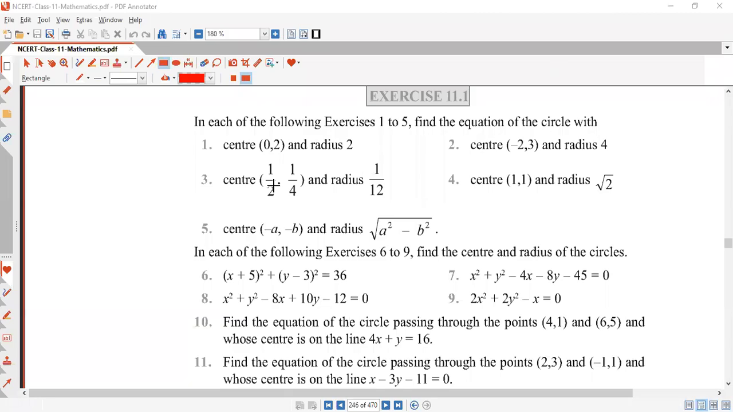Hello, class 11th students. Today we will do this question of the circles chapter, exercise 11.1. In this exercise we are doing question number 1. In each of the following exercises, find the equation of the circle. Basically, you have to find out the equation of the circle in this question.